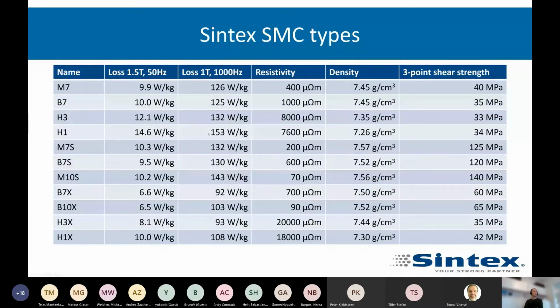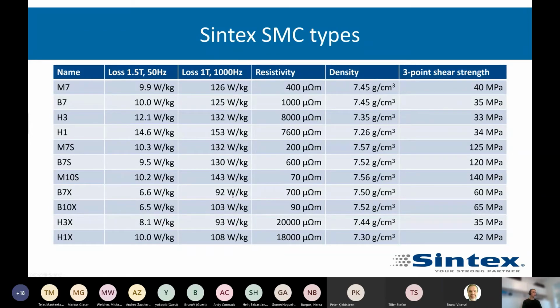Now, for you who like numbers, I made a table here of Syntex SMC types. It's just briefly introducing what to look for. If you go to the strength here, you can see that we have 3 strong materials here, which are considerably stronger than the other materials. These 3 materials we call S in the end. If you want very low loss, you should go for the X materials down here.